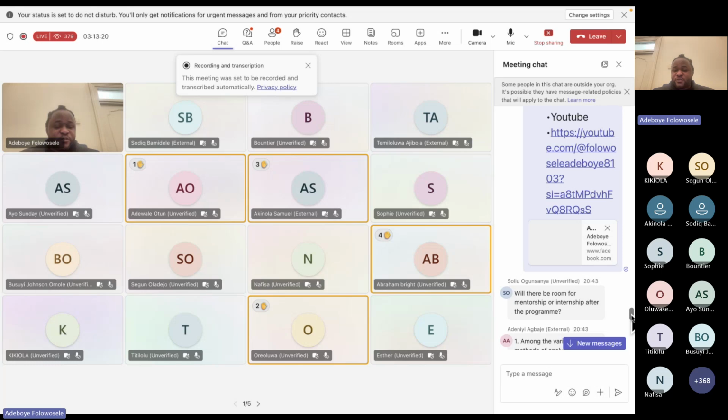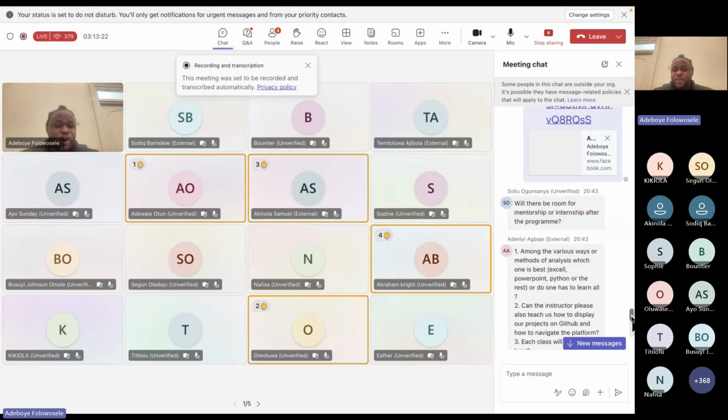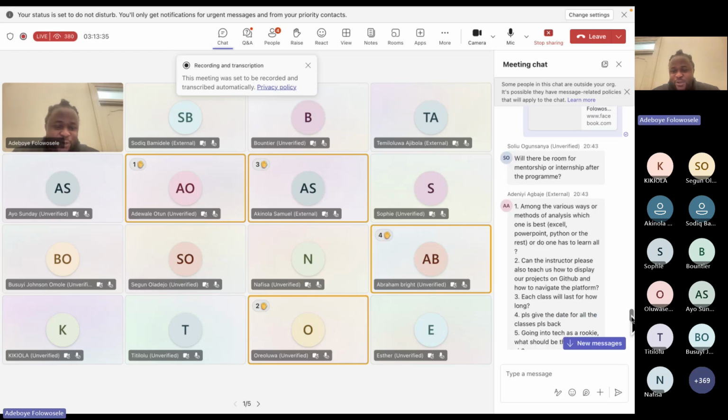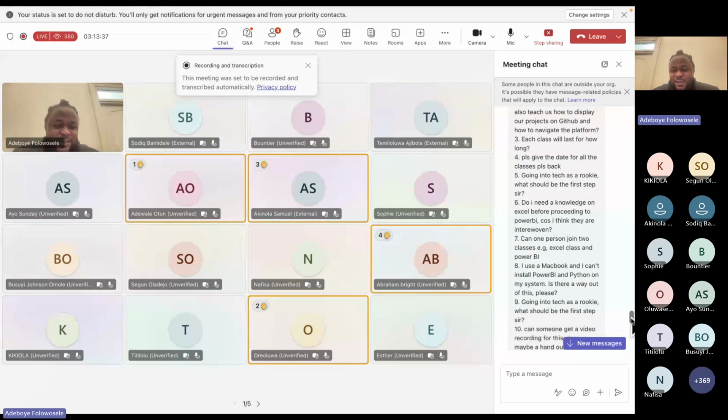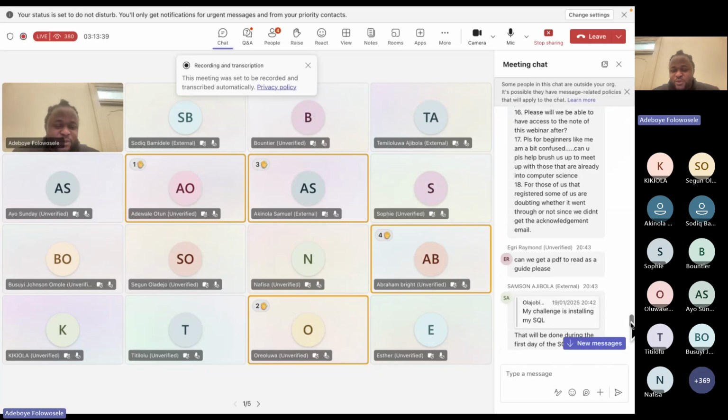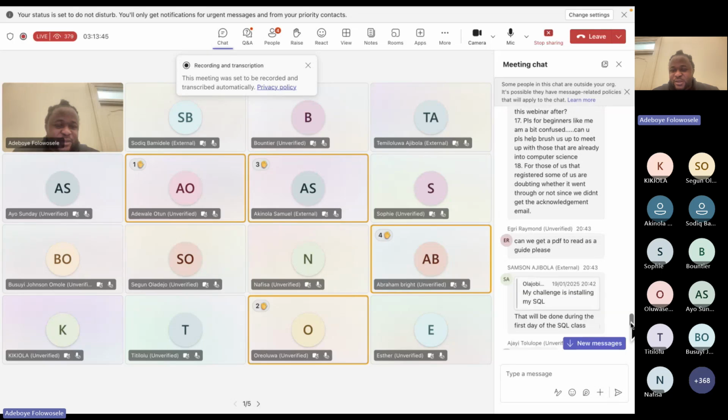data that we receive. So will there be room for mentorship or internship after the program? Like I said, this is a consultancy matter as well. So anybody that asks that question, you can private chat me on that. I'm not going to answer that on the air. So do we still have any more questions? For those of us registered, some of us are doubting whether it went okay. I've done that.